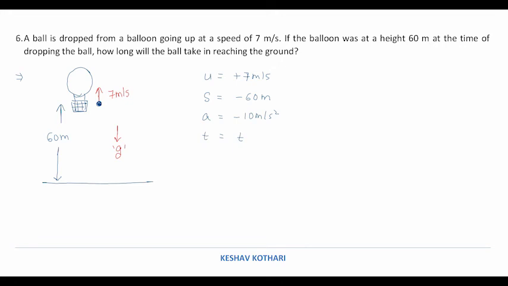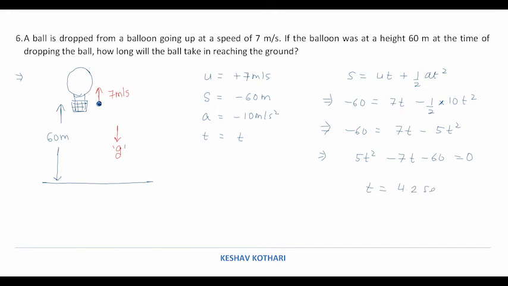So if we solve this equation, we can solve it as s equals ut plus half at square, and we can write it as minus 60 equals 7t minus half into 10t square. So we have this quadratic equation with us, 7t minus 5t square, that is 5t square minus 7t minus 60 equals 0. So on solving this equation, we get t equals 4.2 seconds. So the ball is going to hit the ground at 4.2 seconds.